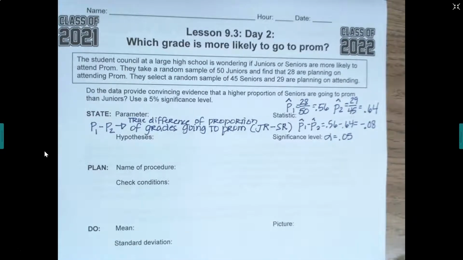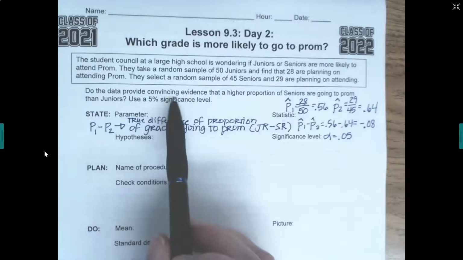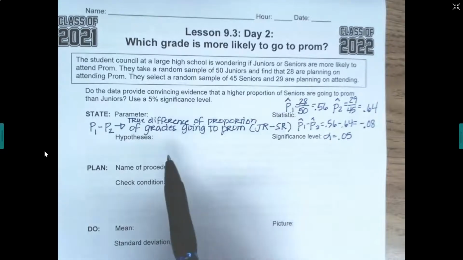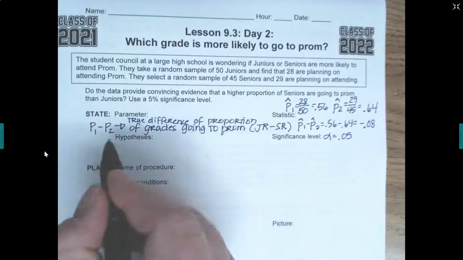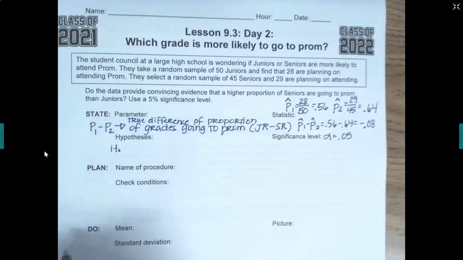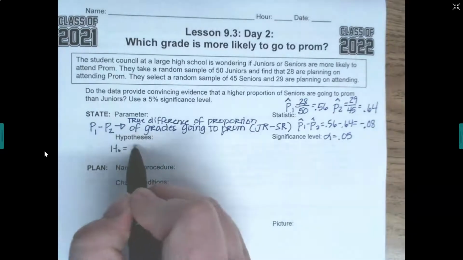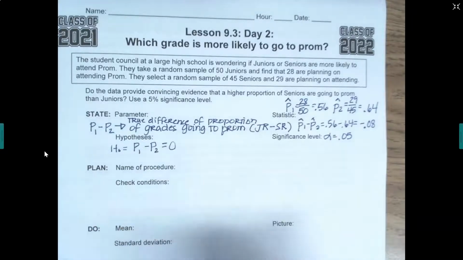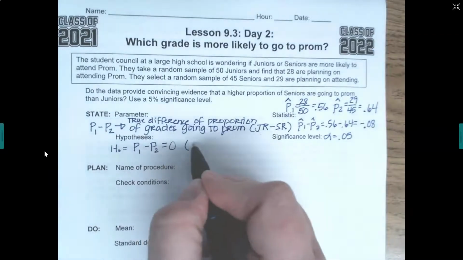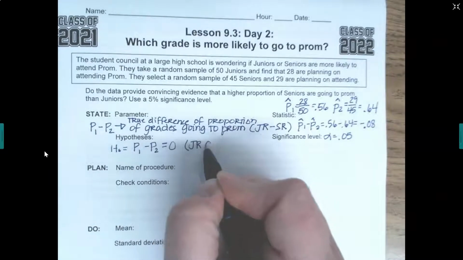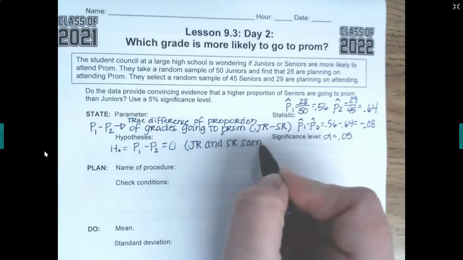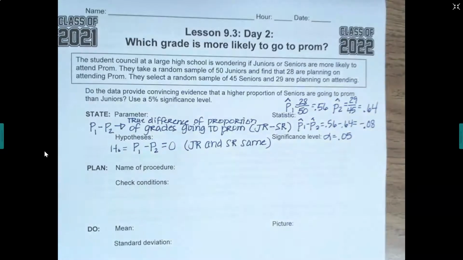Now, we're going to write our hypotheses. Remember, this is: is there significant evidence that a higher proportion of seniors are going to prom? When we write our null, remember null means no difference. So we're saying if we take P1 minus P2, there'll be no difference between them. What that means in words is juniors and seniors are the same. So proportionally, they're going to be the same proportion of juniors and seniors going to prom.